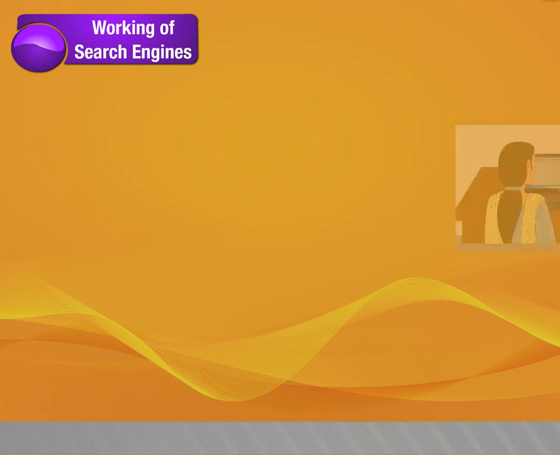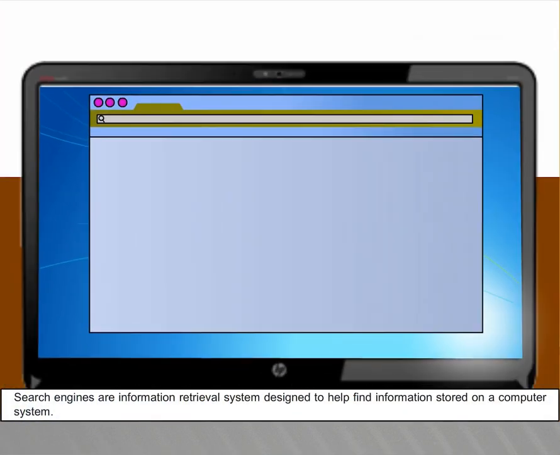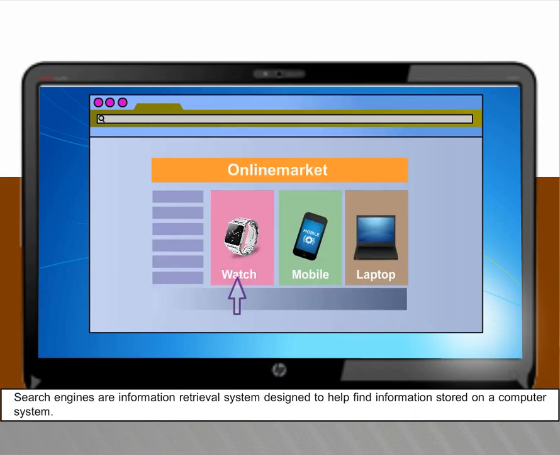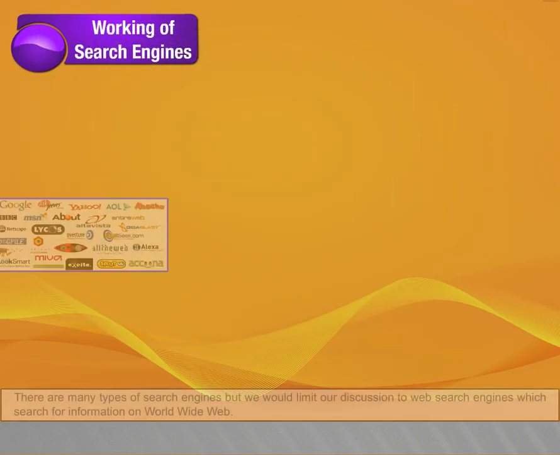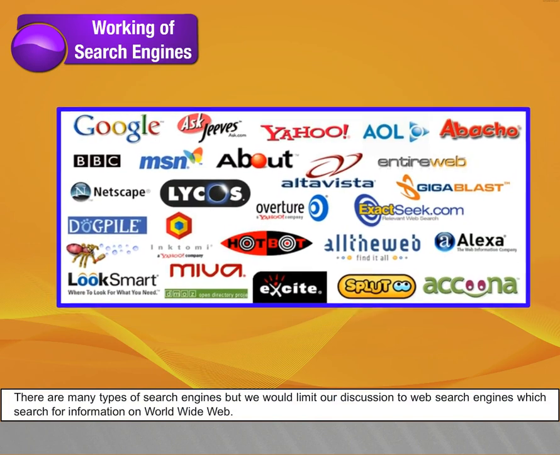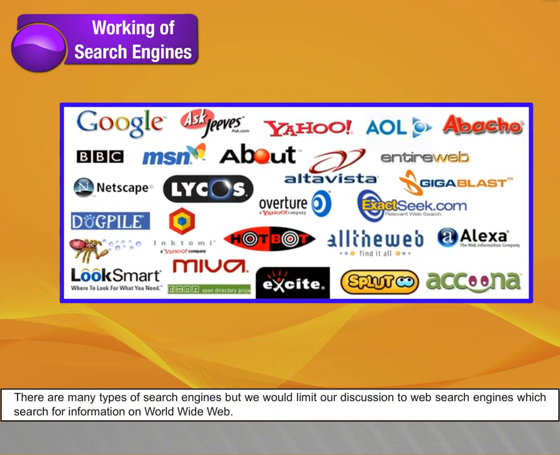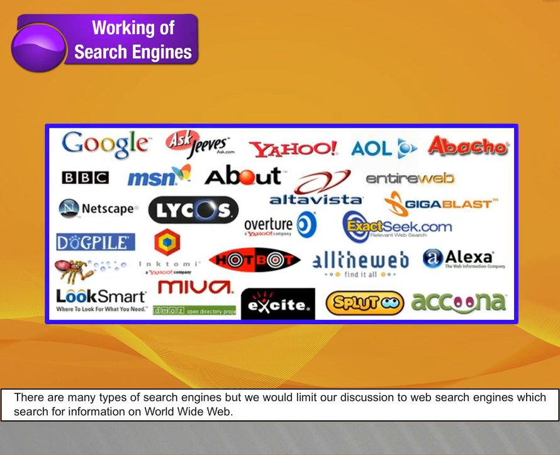MSN. Working of search engines. Search engines are information retrieval systems designed to help find information stored on a computer system. There are many types of search engines, but we will limit our discussion to web search engines, which search for information on the World Wide Web.